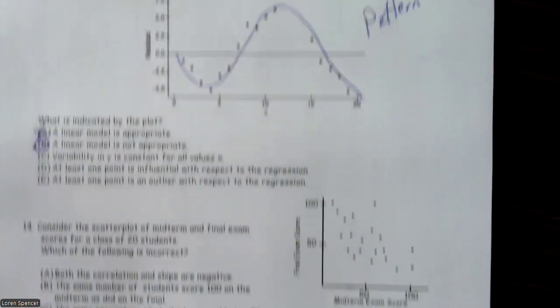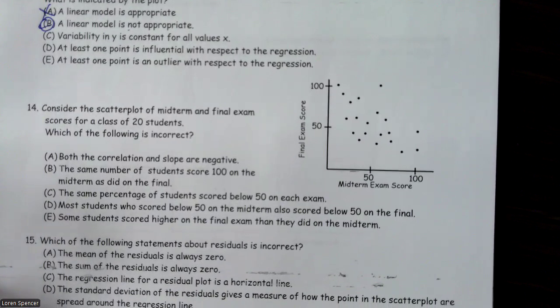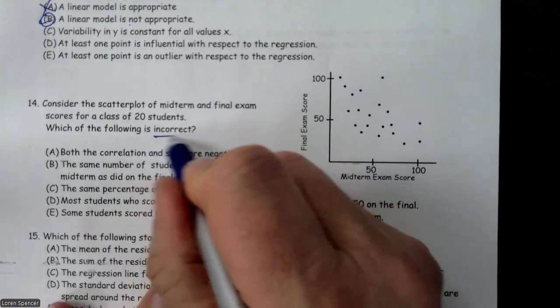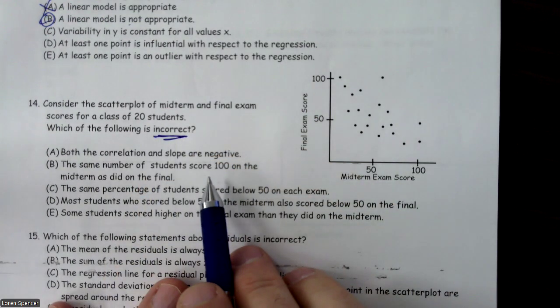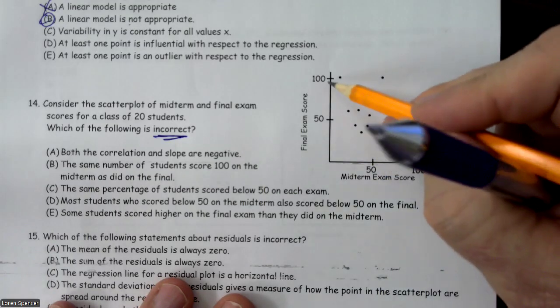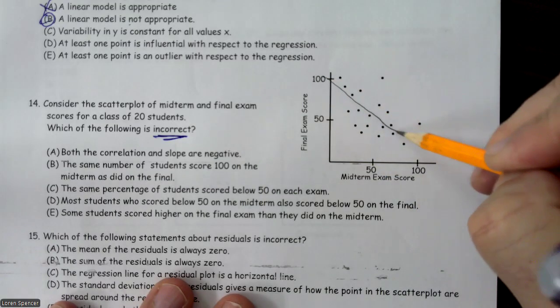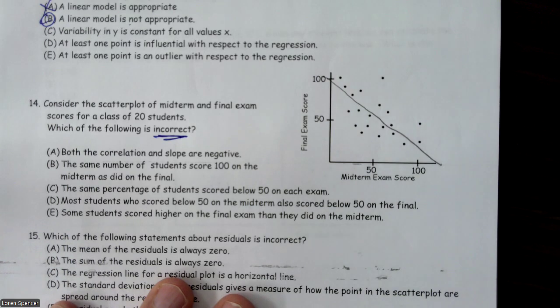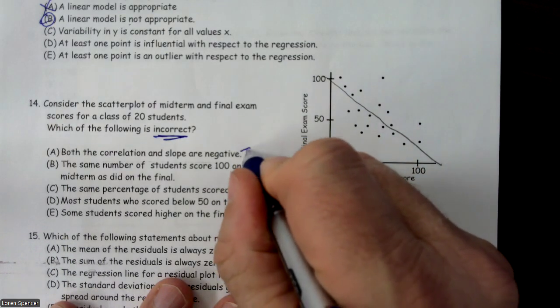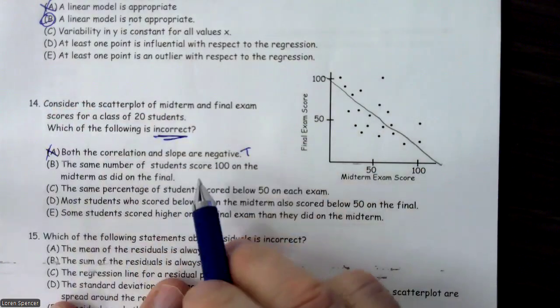Number 14. Consider the scatter plot of midterm and final exam scores for a class of 20 students. Which of the following is incorrect? Be careful with that. Both correlation and slope are negative. If I were to draw a line, I have a negative slope. If I have a negative slope, then I'll have a negative correlation. That's a true statement. That's not what we're looking for.